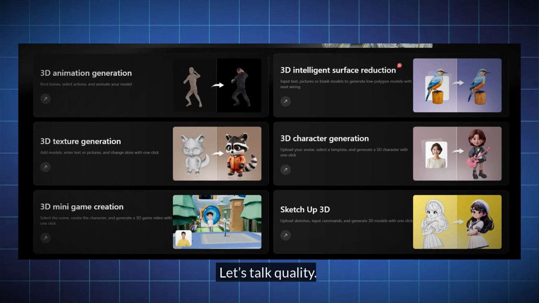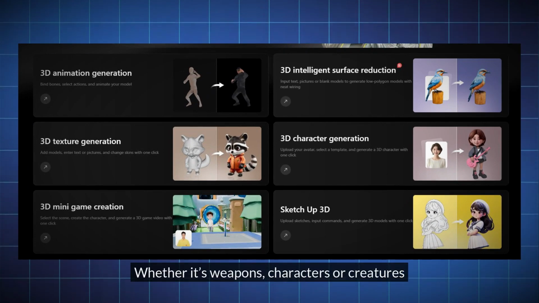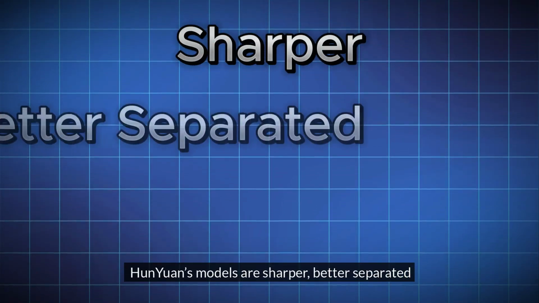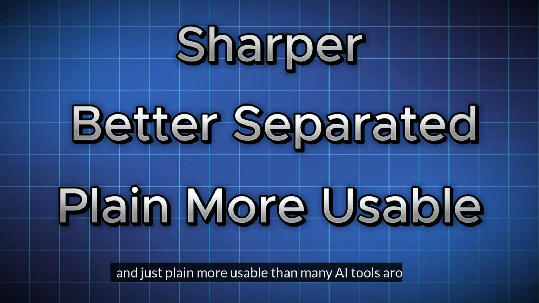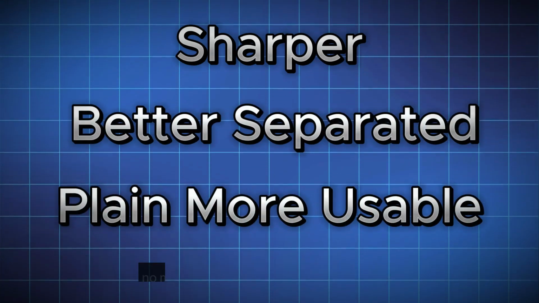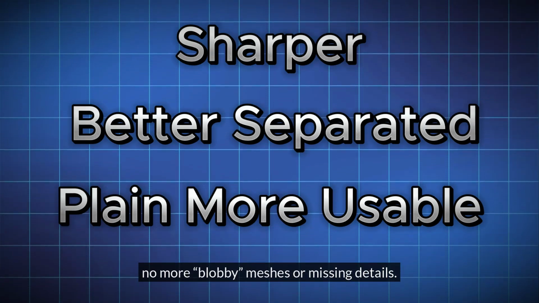Let's talk quality. Whether it's weapons, characters, or creatures, HunYuan's models are sharper, better separated, and just plain more usable than many AI tools around. No more blobby meshes or missing details.